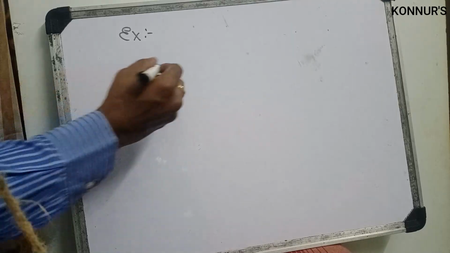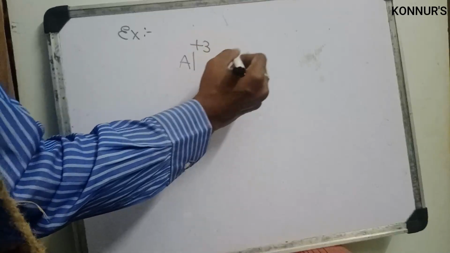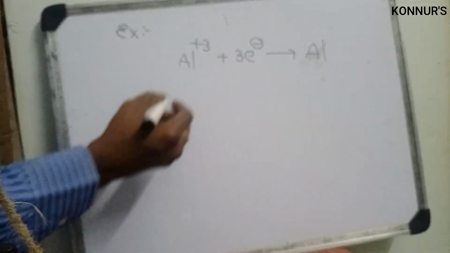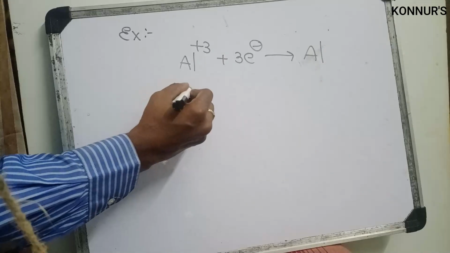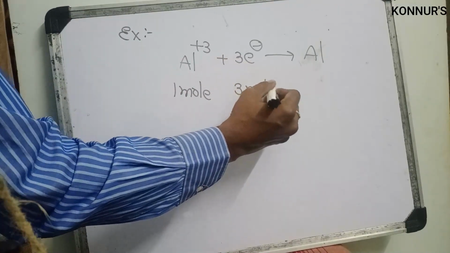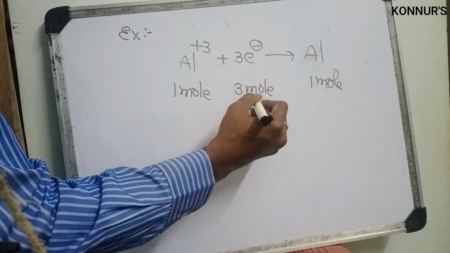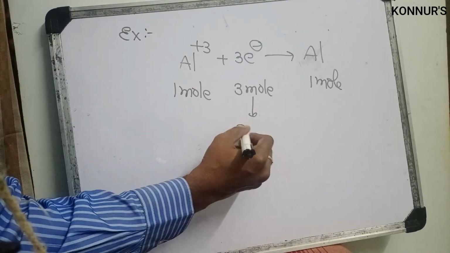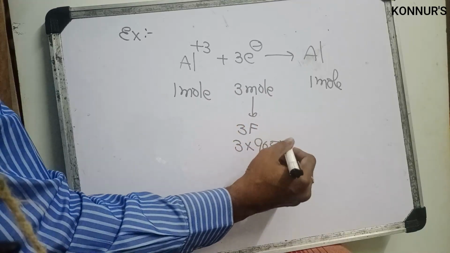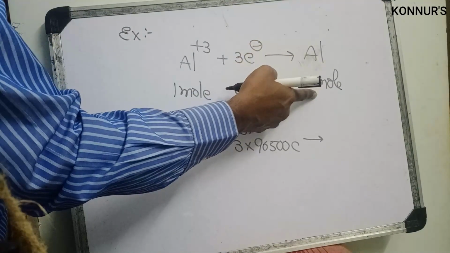We will see another example. Suppose you take aluminum. Aluminum charge is plus 3, so it wants 3 electrons, and then only it becomes aluminum. So here 1 mole of Al plus 3, we take 3 moles of electrons, then 1 mole of aluminum is deposited. So 3 moles of electron means what? 3 Faraday current. 3 Faraday current means 3 into 96,500 coulombs we are sending, how much is deposited? 1 mole.